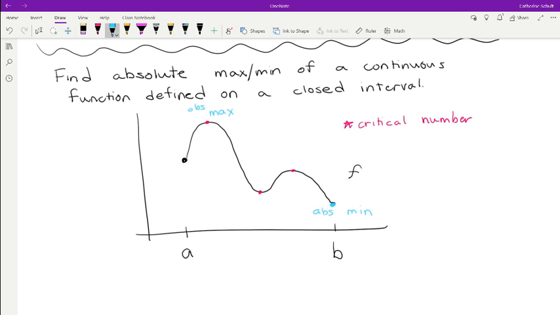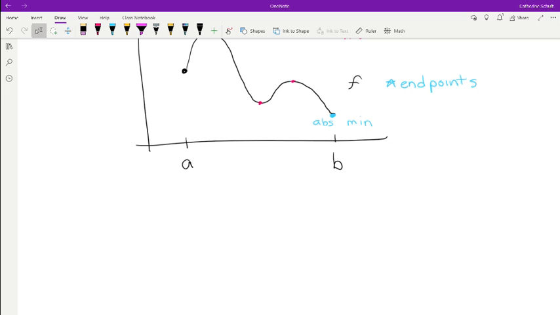Okay, so when we're trying to find absolute maximums and minimums, we have to check some candidates. The critical numbers, any critical number is a candidate to be an absolute maximum or minimum, but the endpoints can also be absolute maxes or mins. Okay, so when we're trying to find absolute extrema, we have to check the critical numbers and we have to check the endpoints. And that's called the closed interval method of finding these extrema. So let's write that down. So the closed interval method.